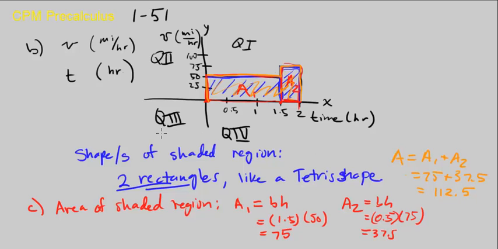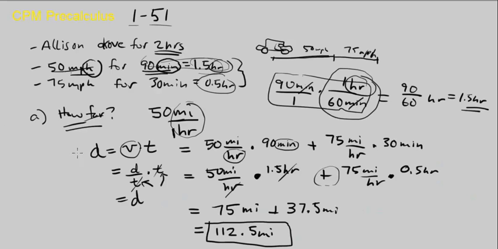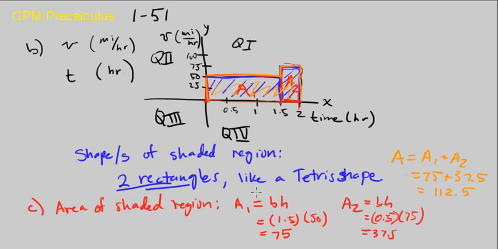Interesting, right? Does anyone see that we just figured out, going back to part A, that she drove a total of 112.5 miles? And the area under the curve is also 112.5. Does that area have units? Well, it's base times height, so the units here are 1.5 hours and 50 miles per hour. These cancel out, so this is 75 miles. Again, this is 0.5 hours and 75 miles per hour. These hours cancel out, so that's miles. So actually, this is also 112.5 miles. The area has units of miles. So part C, the area of the shaded region, is really her distance traveled.